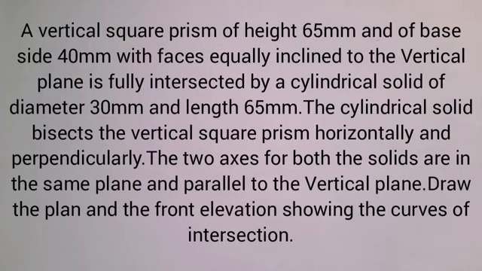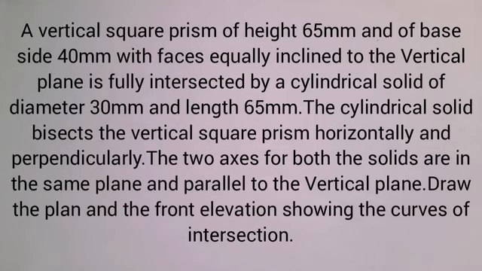The cylindrical solid bisects the vertical square prism horizontally and perpendicularly. The two axes for both the solids are in the same plane and parallel to the vertical plane. Draw the plan and the front elevation showing the curve of intersection or curves of intersections. Now, how do we go about this?